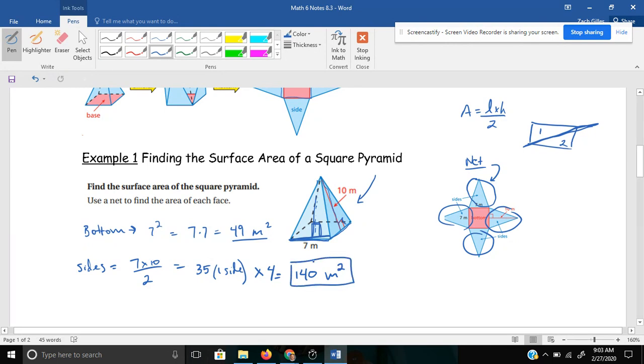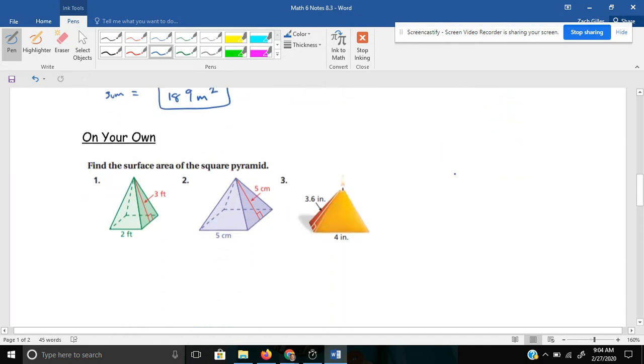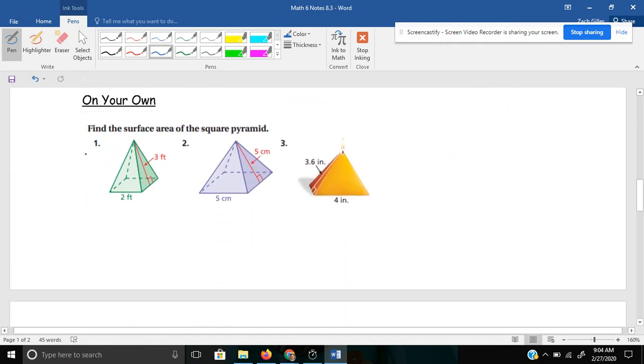And then I just need to add my bottom to that, which I got was 49. So here's my bottom, here's my sides. So sum them or add them together for a total of 189 meters squared for the surface area of this square pyramid. Follow those same steps, and for the on your own problems here, 1 through 3, please pause the video now to try them out.